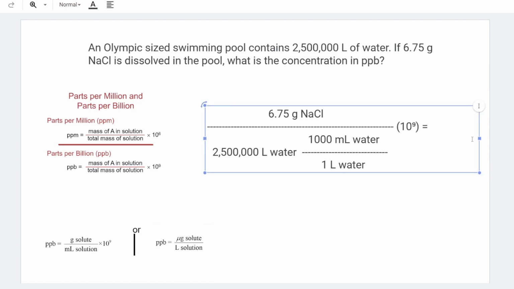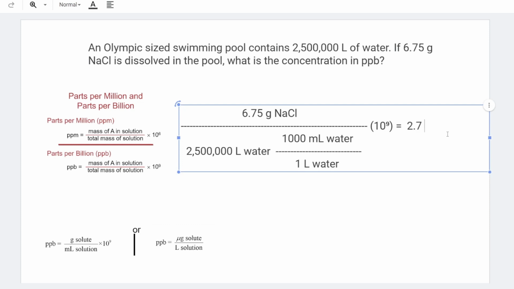Now we can simply plug this into our calculator, and we get 2.7 parts per billion.